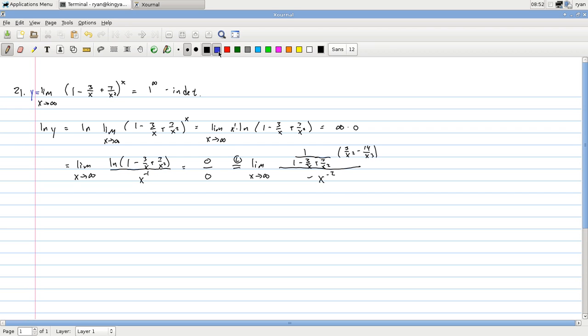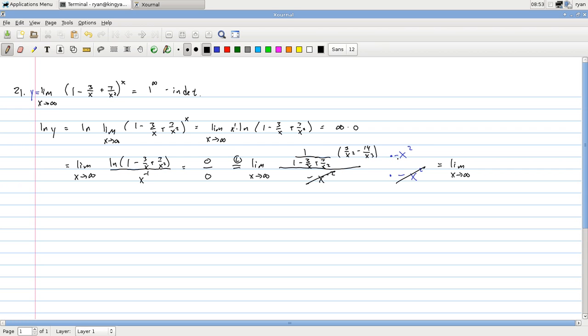I want to get rid of this double-decker fraction by multiplying both numerator and denominator by the reciprocal of this simple denominator we have here. So multiply these both by negative x squared in both numerator and denominator. That way we've got the limit as x goes to infinity. In our denominator here, this negative x to the negative 2 times negative x to the positive 2, they cancel out. So these two pieces are gone.